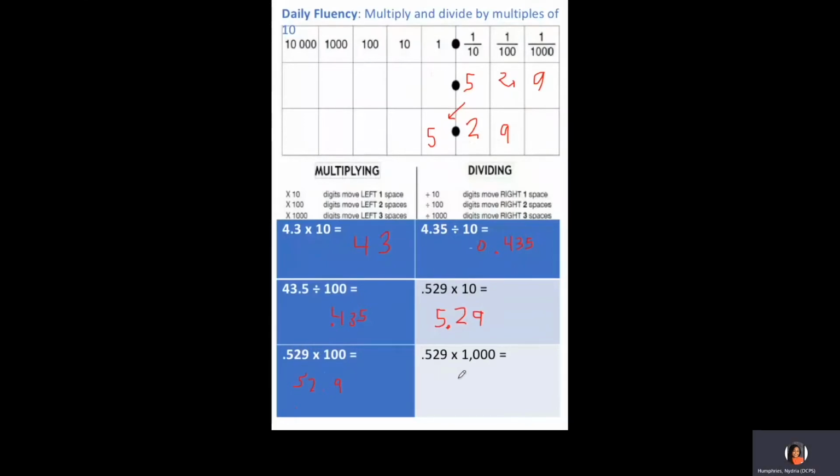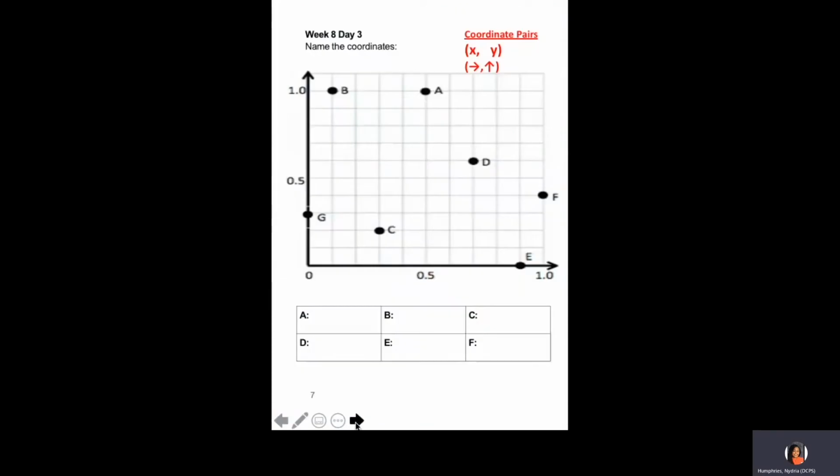All right, so let's look at 529 thousandths times 1,000. Since this is thousandths, the 9 is in the thousandths place. I'm just going to move my decimal to the right 3 times. And my new value is 529. Okay, so let's go to our next fluency lesson.